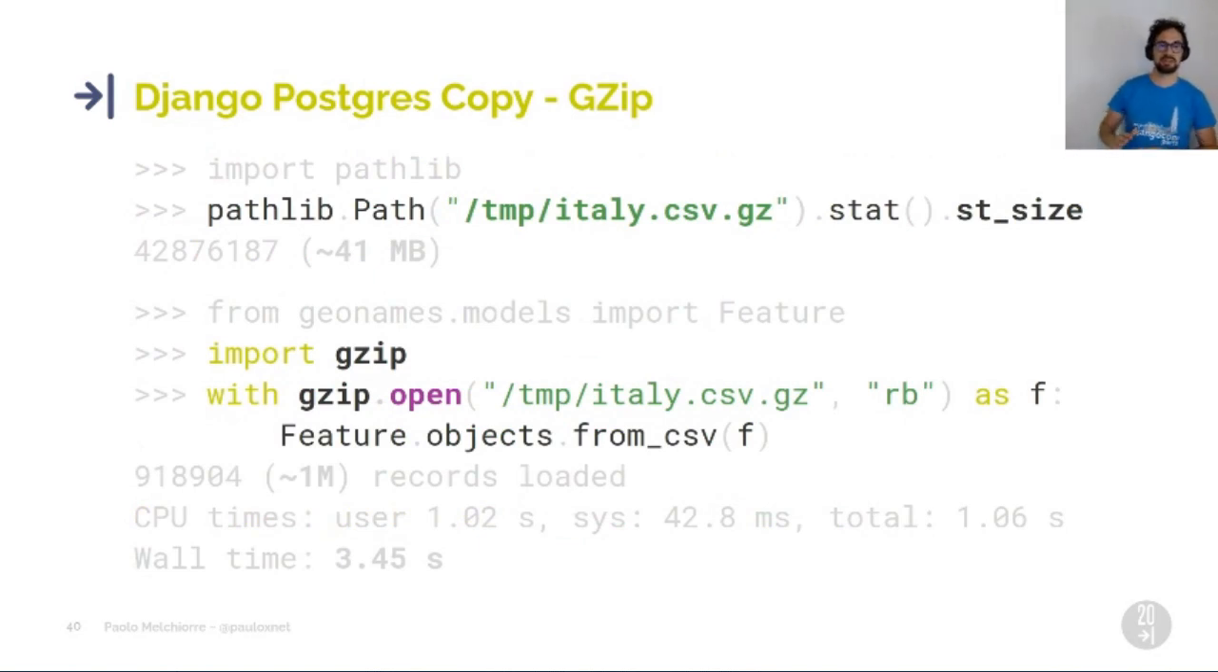To reduce disk space and transmission bandwidth, we have compressed our CSV file in gzip format, reducing the size to a fifth. We can pass our compressed file directly to PostgreSQL without having to decompress it. Loading is even done in a slightly shorter time than measured with the uncompressed CSV file. I want to repeat it, almost 1 million records in just over 3 seconds.